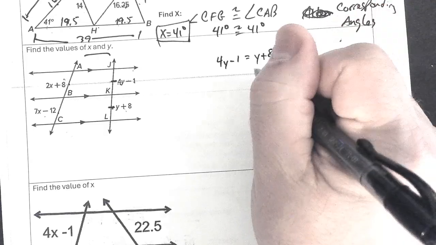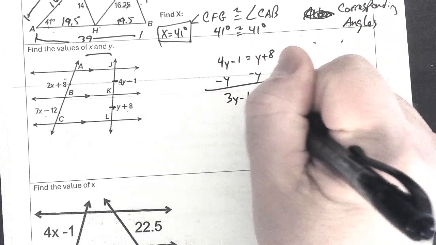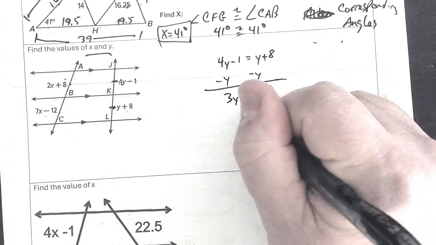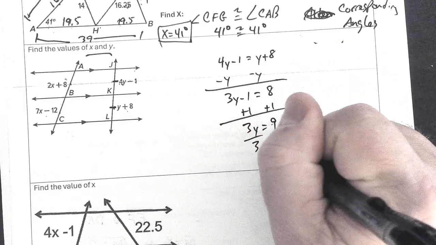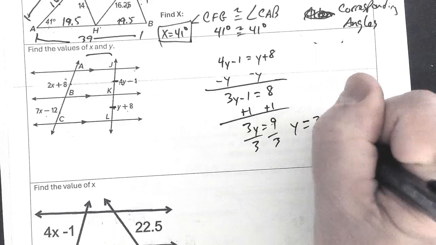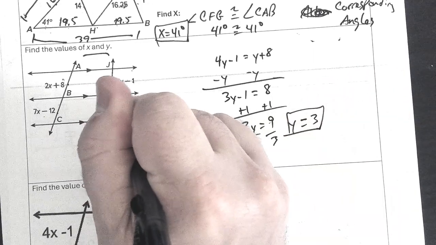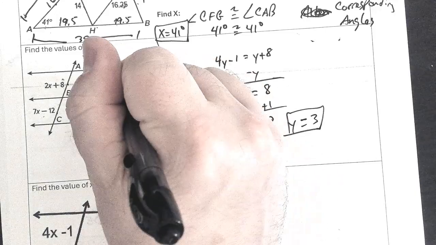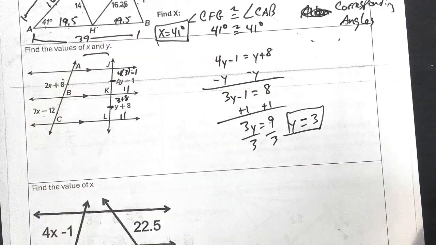So let's subtract y from both sides. 3y minus 1 is going to equal 8. Add 1, add 1. 3y is going to equal 9. So y is going to equal 3. All right, so this is going to be 3 plus 8, which is 11. This is going to be 4 times 3, which is 12, minus 1, which is also 11. Good thing.